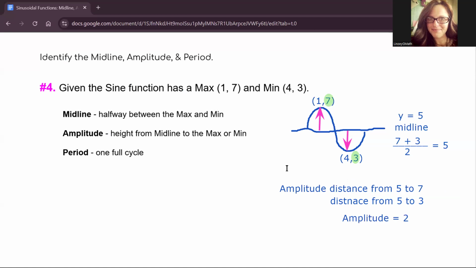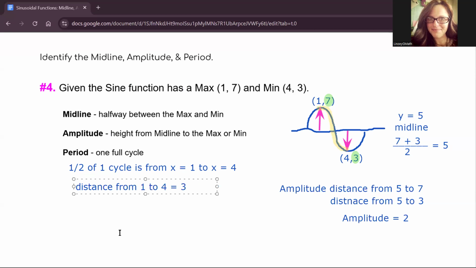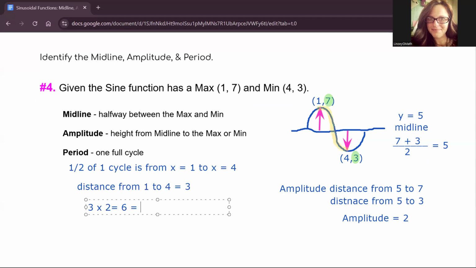And then the period, one full cycle of our graph. Well, we see that half of our cycle occurs from the maximum to the minimum. Half of one cycle is from x equals 1 to x equals 4. The distance from 1 to 4 is 3. So this is half a cycle. So we'll multiply 3 times 2, and we get a period of 6, one full cycle.